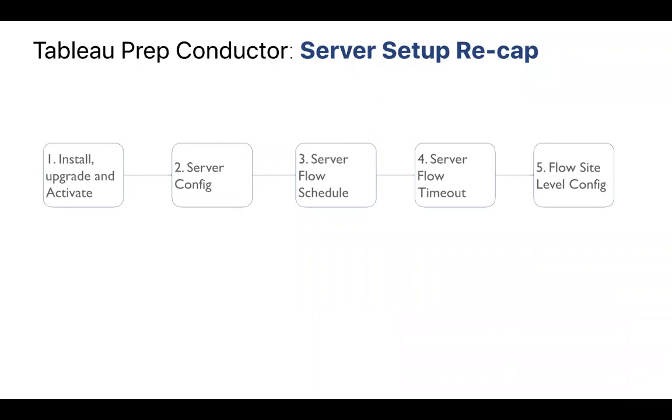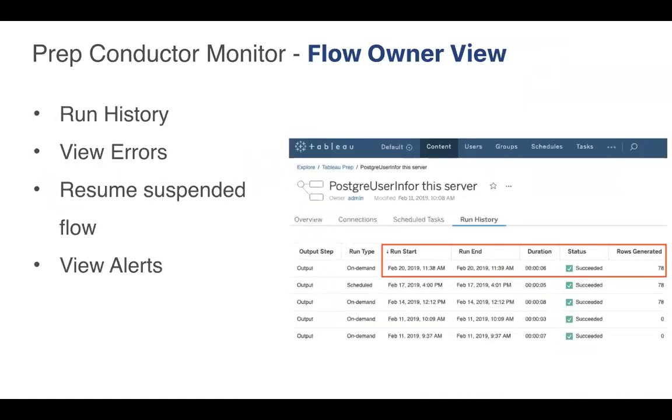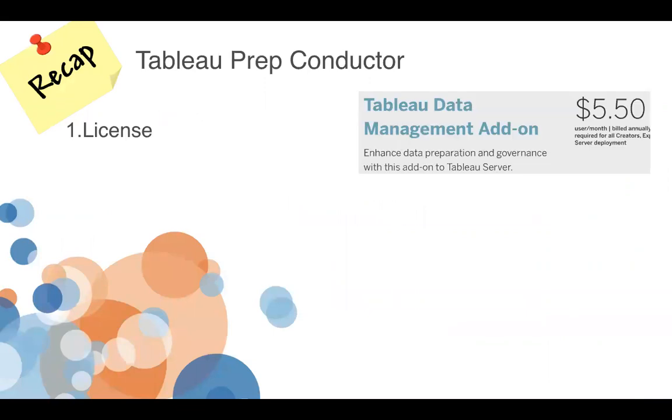So this is a recap. Again, there's a 5-step setup, and there is the admin view. I'm not going to show you anymore. You can see the flow runs on the whole server. It's a new tab called Performance of Flow Runs, out of the box from Tableau. And I showed you earlier that you can see the history and errors. Very nicely designed features, similar to extracts, almost no training again.